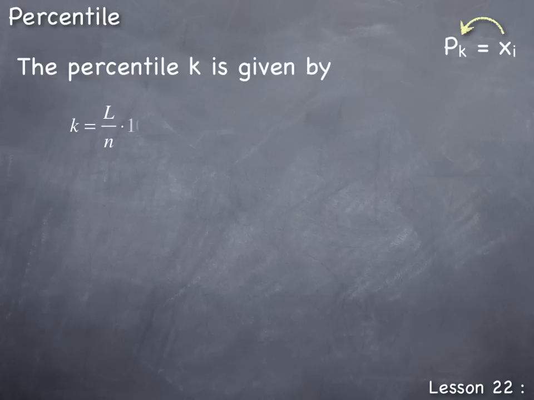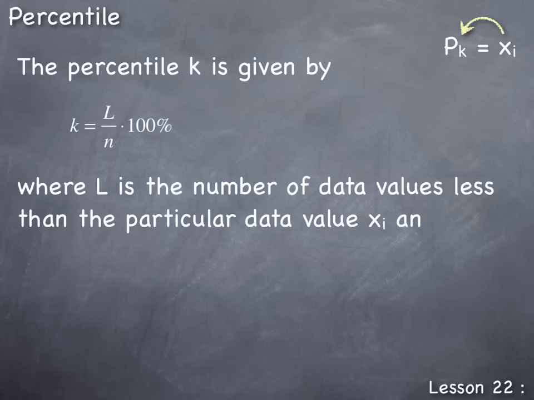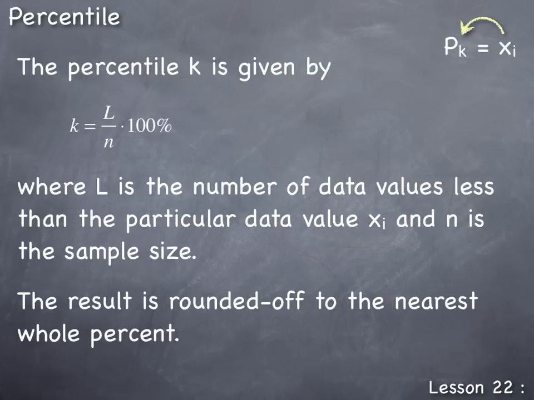So the percentile k is given by the formula k equals L divided by n times 100%, where L is the number of data values less than that particular data value x sub i, and n is the total sample size. The result is always rounded off to the nearest whole percent. So k, percentile calculations, are always rounded off to the nearest whole percent. That is, we never leave the result in a decimal or fraction form. K, percentiles, are always written as whole numbers only.